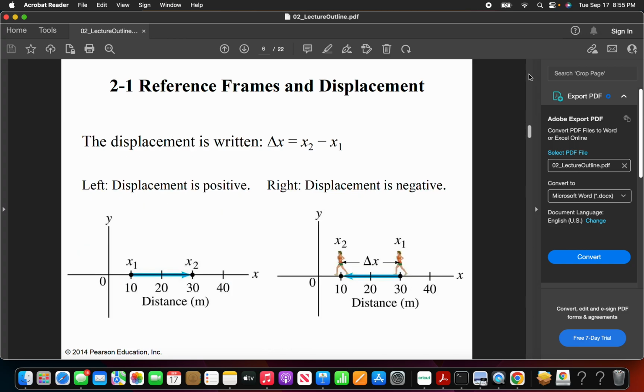And so here's a definition. It's a mathematical definition, right? And the delta sign, delta x, is the difference between position 1 and position 2, right? And so if you pay attention to the cartoons, then on the left-hand side, we see what? Displacement is positive. So we started at 10 meters and we ended at 30 meters. So that'd be what? 30 minus 10. So we have a displacement of 20.